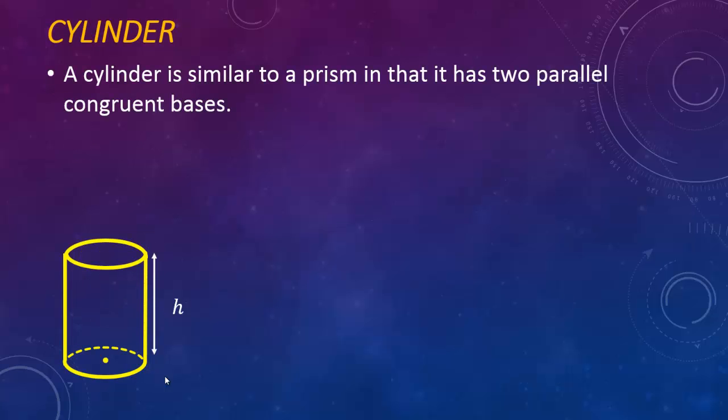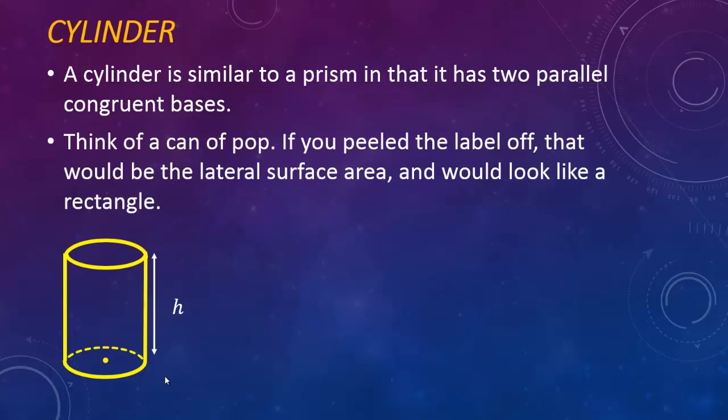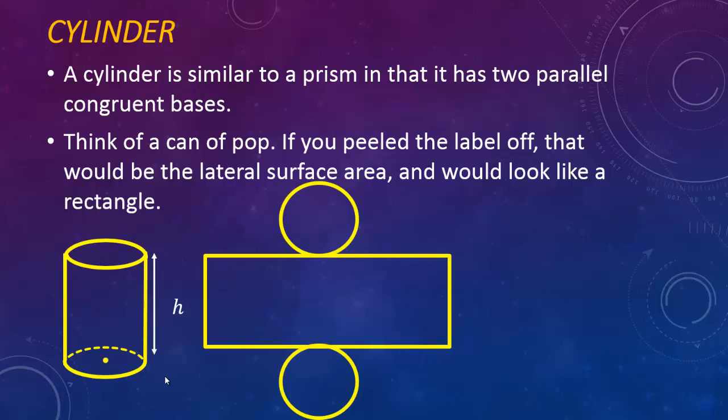A cylinder is similar to a prism in that it has two parallel congruent bases. Think of a can of pop. So like if it had a label, and if you peel that label off, that would be the lateral surface area. It'd look like a rectangle. If you took the top and bottom off and then unraveled the label, that's what it would look like. Okay, so that is the height right there. The length, or the base, whichever you want to call it, is the circumference.